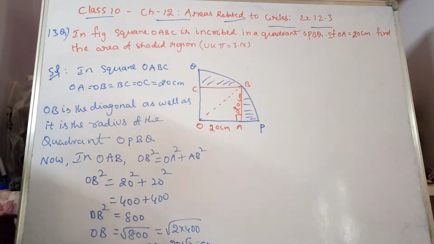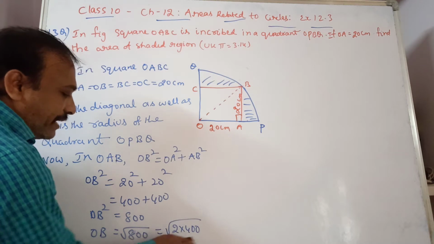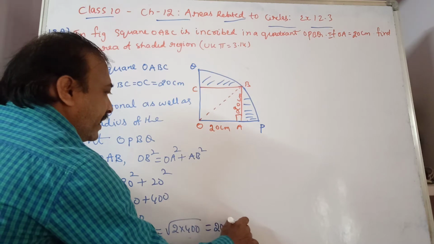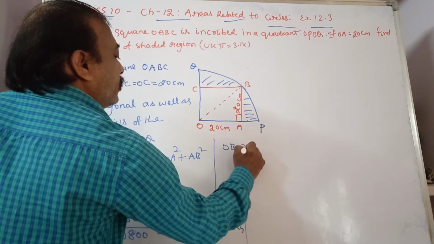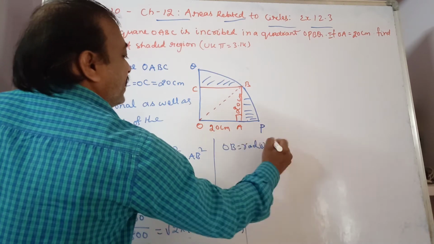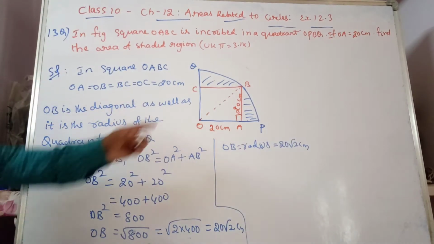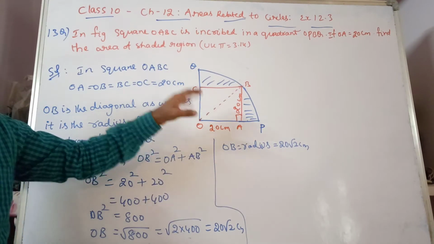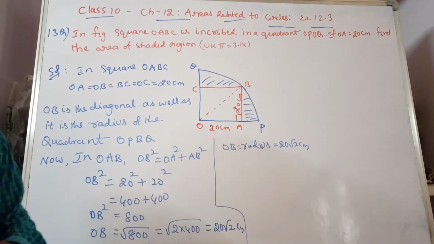So OB, which is the radius, is equal to 20 root 2 centimeters. Now we know the radius and we can calculate the area of the quadrant. Then we can calculate the area of the square. Subtracting the area of the square from the area of the quadrant, you will obtain the area of the shaded region.